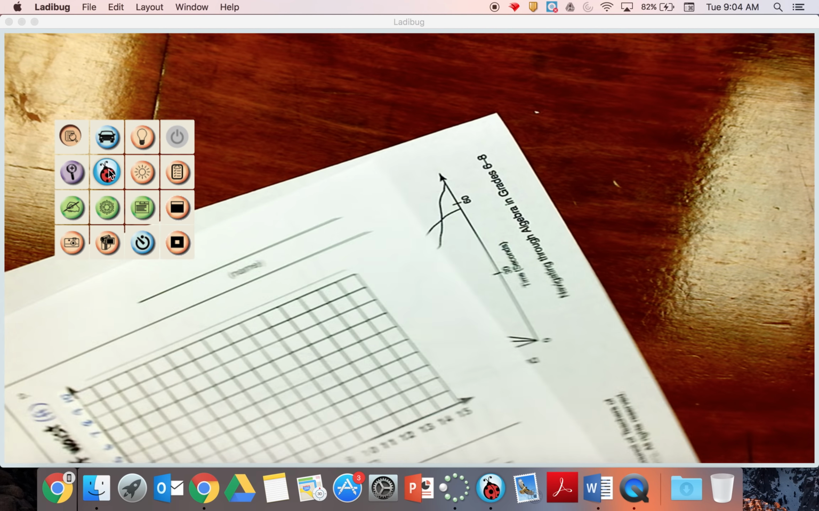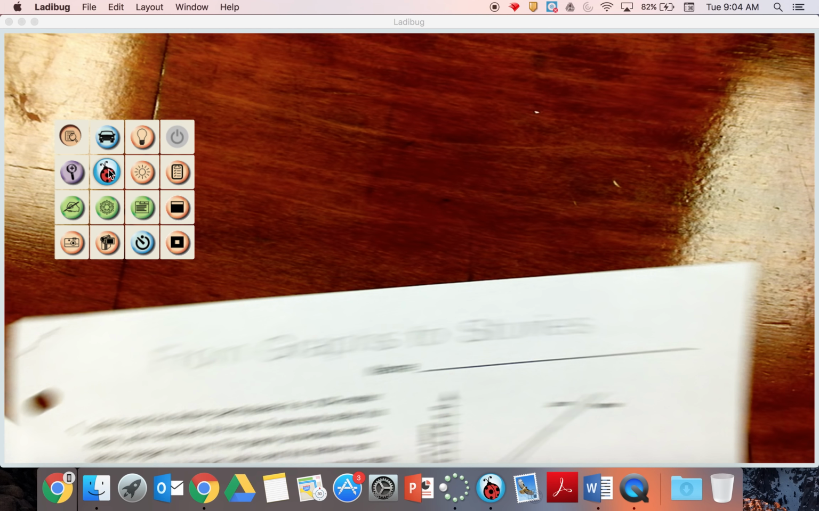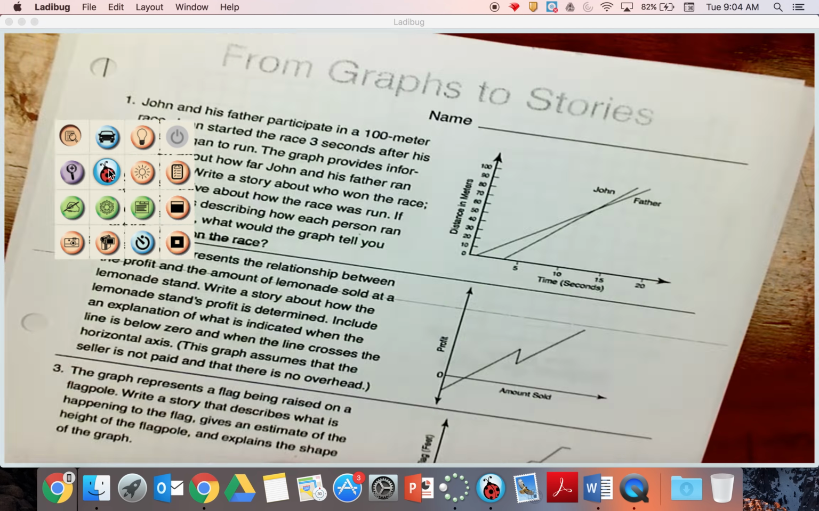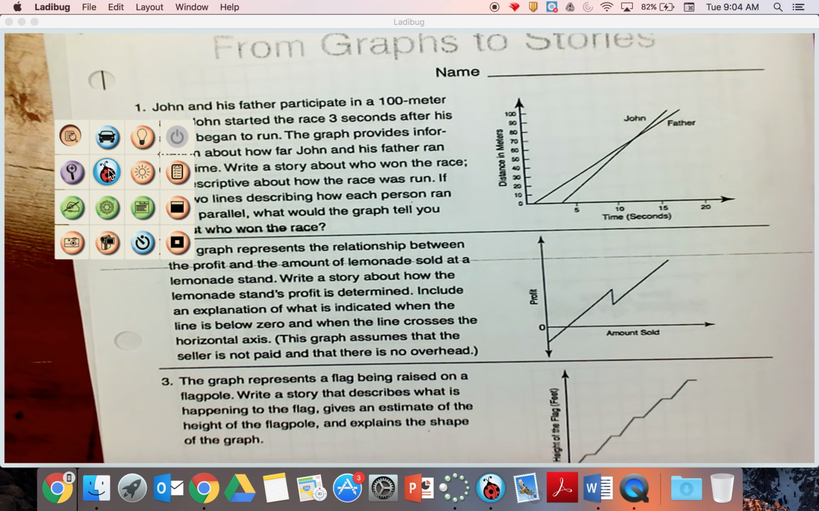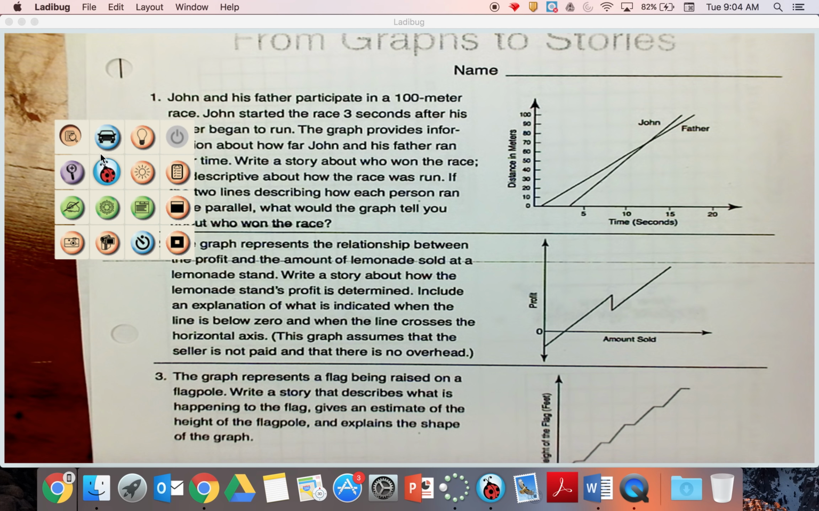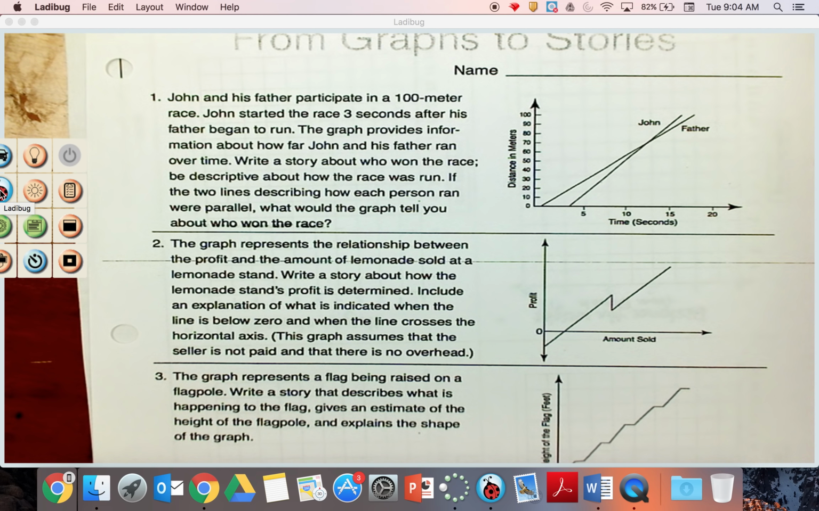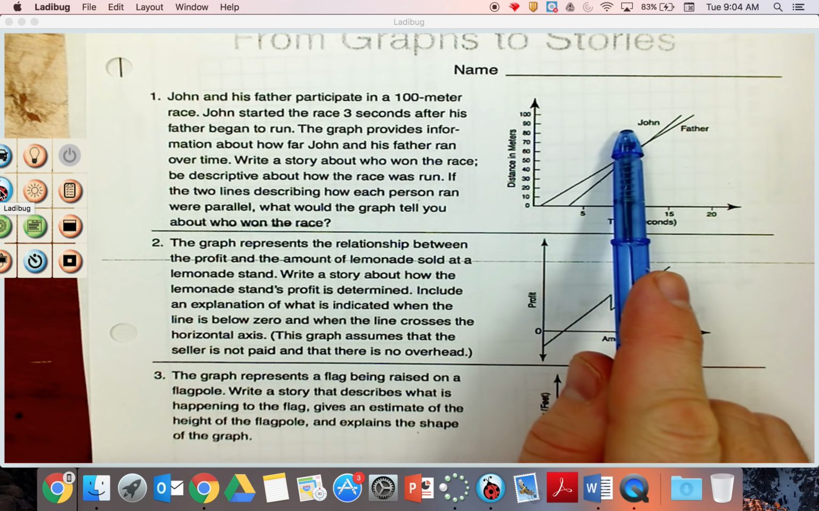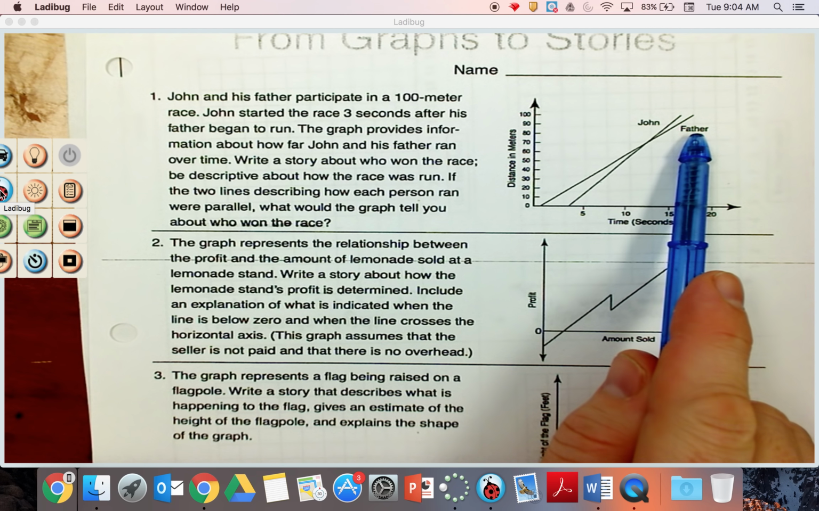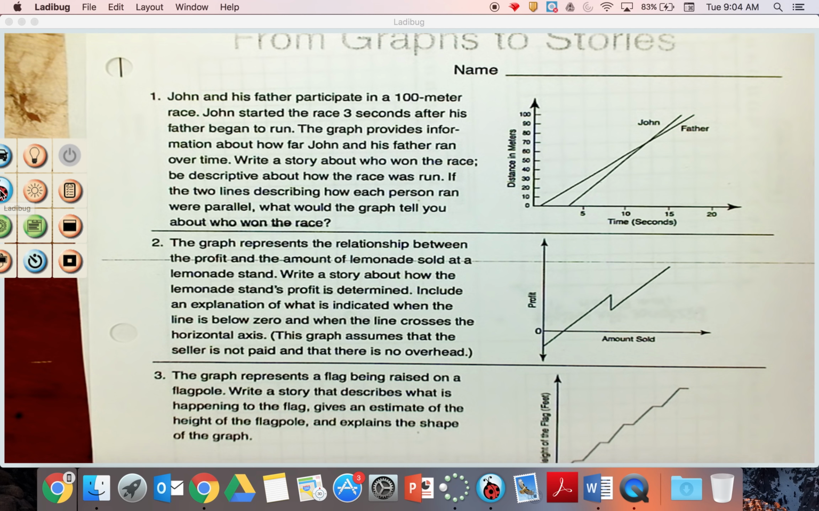So after you finish doing those, I have given you some of these on the back of your paper. It is a story that goes along with a graph. If you read the prompt through here and follow the graph, it will ask you to write a story about who won the race. Was it John or was it his dad? What happened during the race?